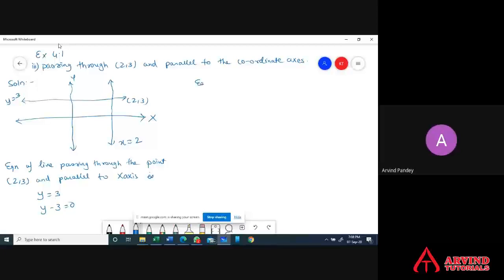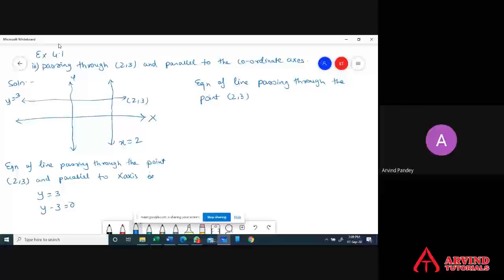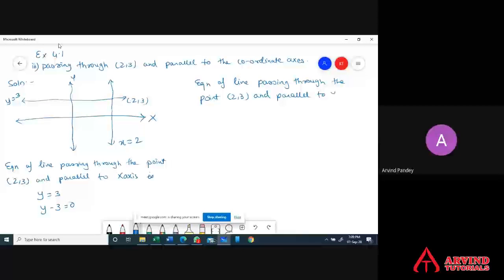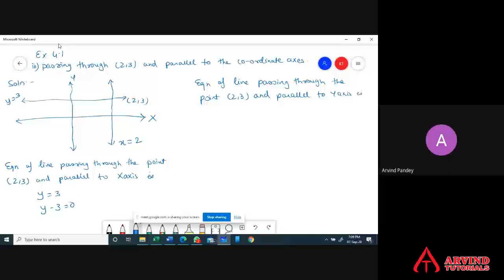Then equation of line passing through the point 2 comma 3 and parallel to y-axis is x equal to 2, that is x minus 2 equal to 0.